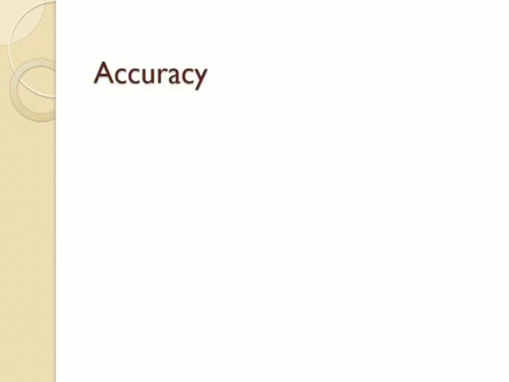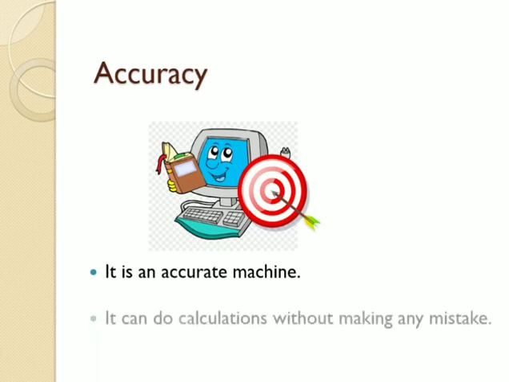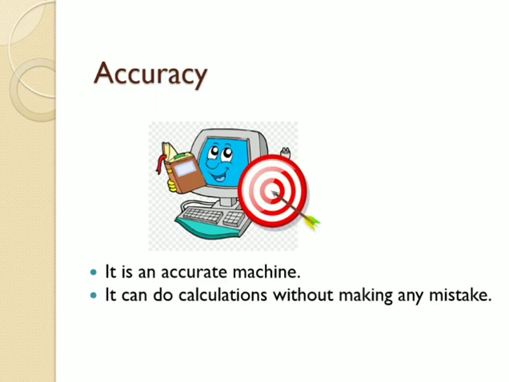Now let's learn about accuracy. Computer is an accurate machine. It can do calculations without any mistakes.